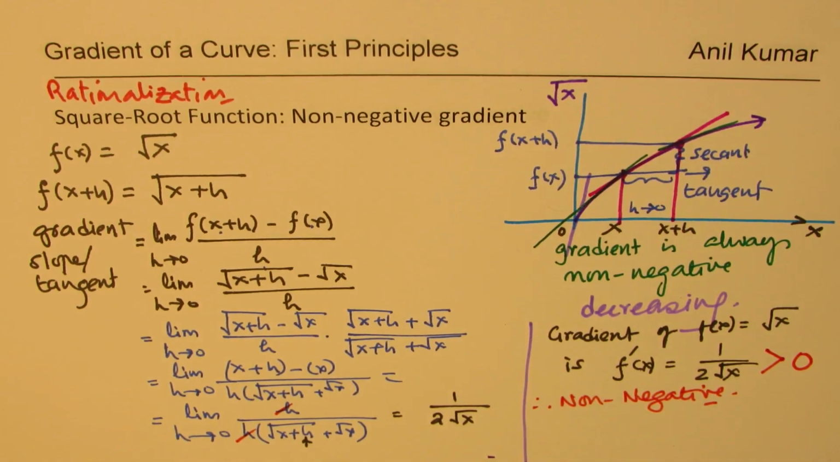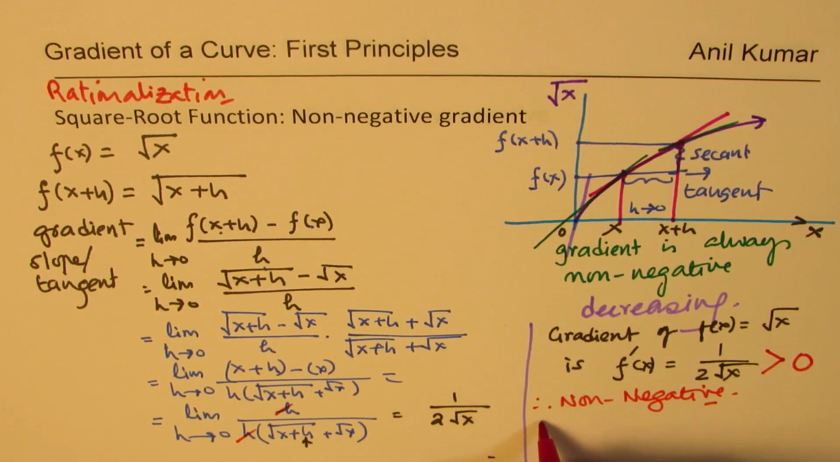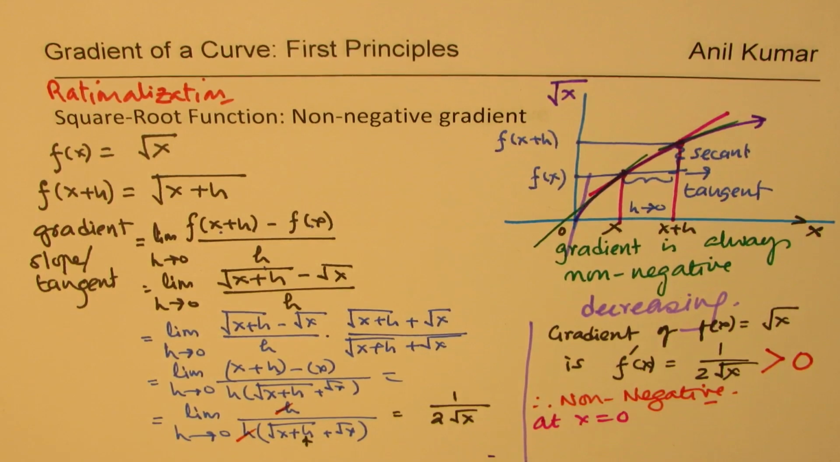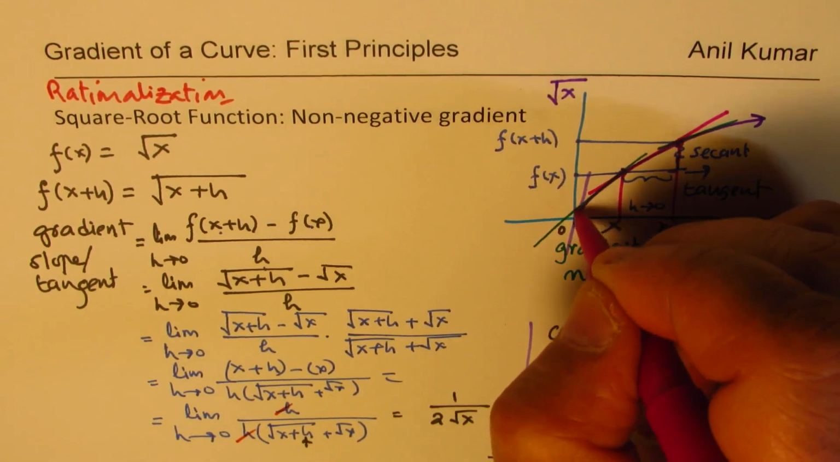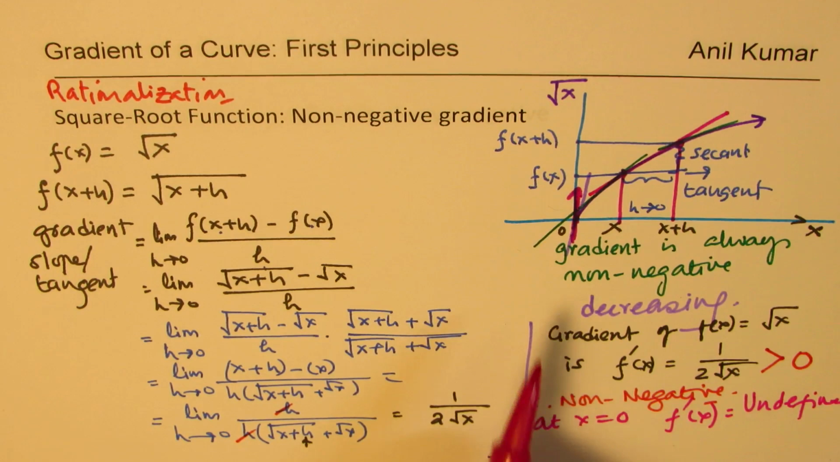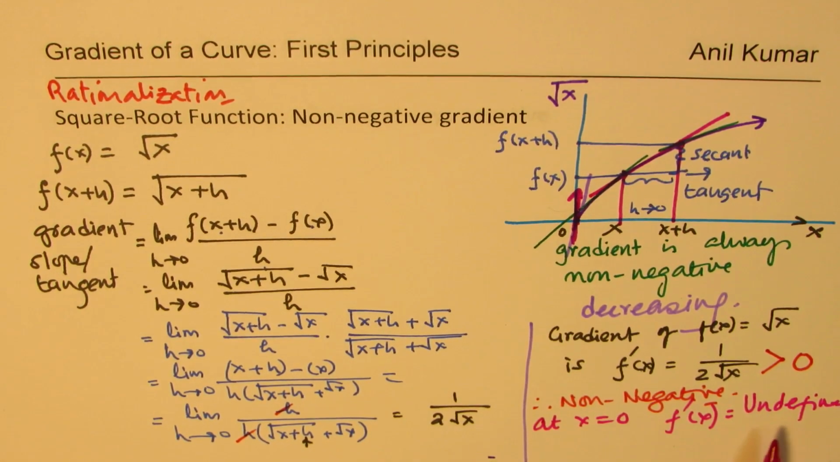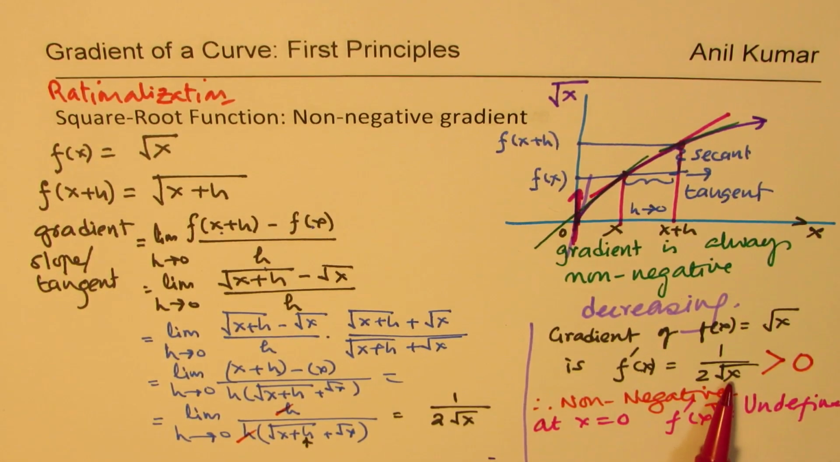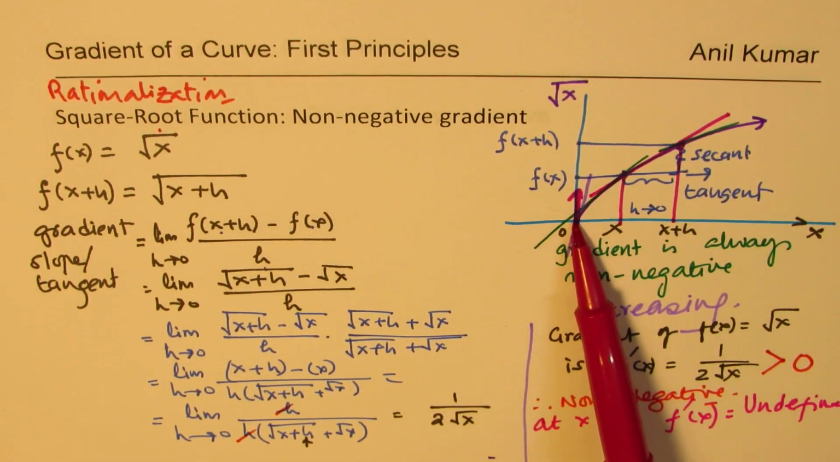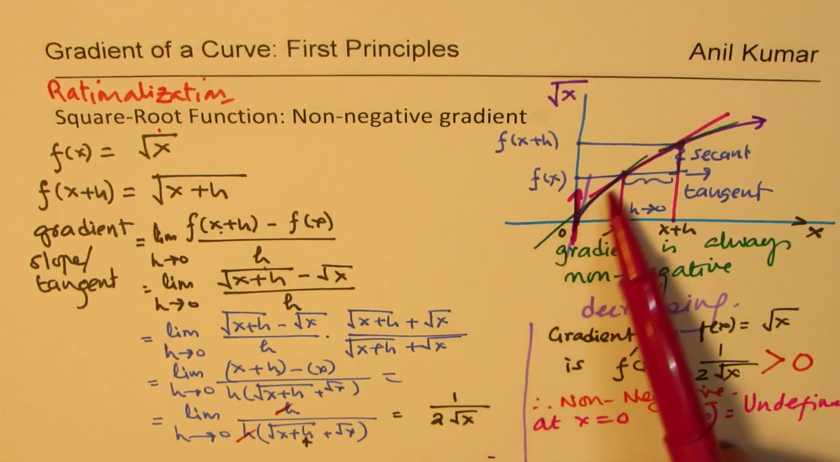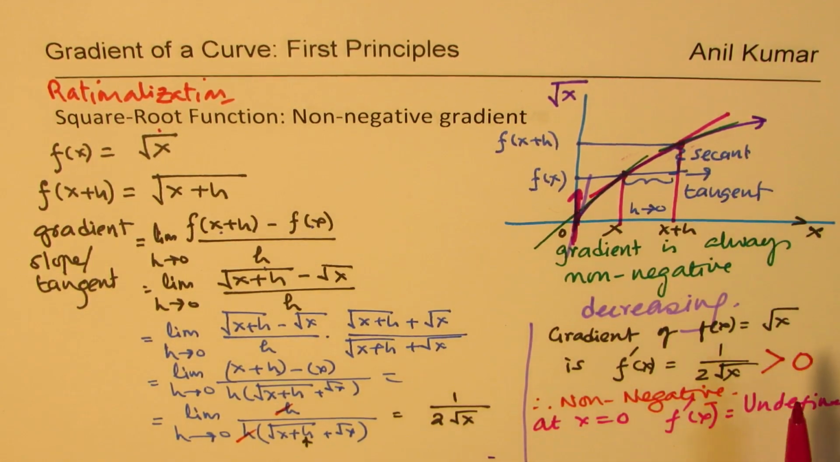Very important. Now here, there is a very important thing to understand, and that is, at x equals 0, what is the gradient? What is f dash x? It is undefined. So that means here, we have a vertical tangent. Do you see that? At x equals 0, it is undefined because the denominator becomes 0. So for a square root function, it is extremely high to begin with, and then it tapers down, lowers and lowers, right? But it is non-negative. Is that clear to you?